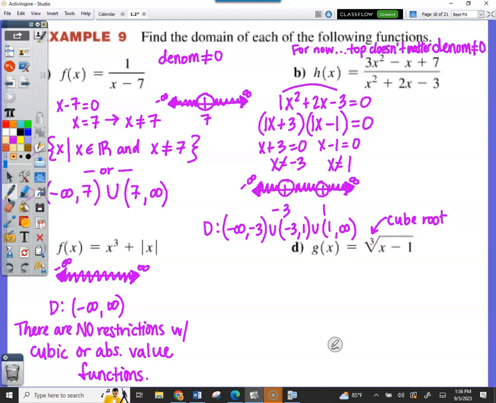Alright, we're gonna squeeze in an extra practice problem before we get to part D. We're gonna squeeze it in right here.